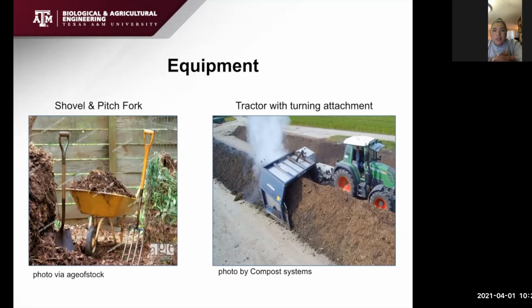Now, the picture on the right is a picture of a tractor with a turning attachment. So if our client chooses to eventually create more fertilizer for potential selling, he would have to make an investment into a turning attachment for his tractor.